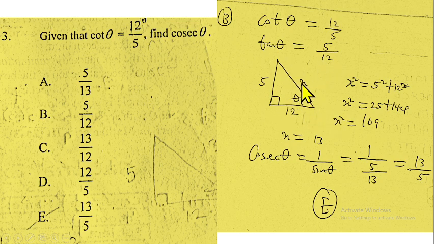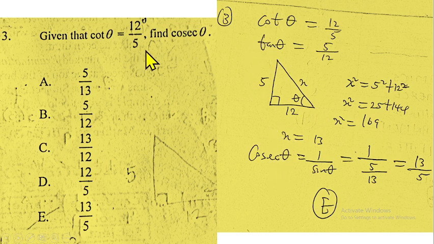So we can find this hypotenuse side using Pythagoras theorem. So if you use Pythagoras theorem, you will have s square equals to 5 square plus 12 square, and s square equals to 25 plus 144. S square will be 169. Therefore, s will be 13. So that means the hypotenuse side is 13.